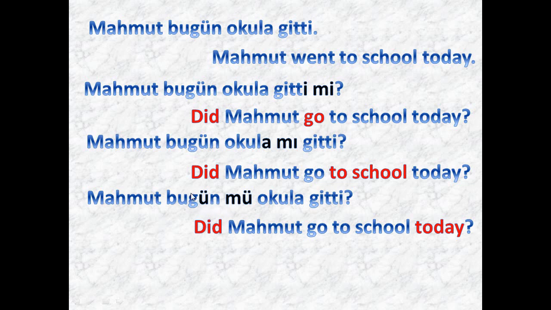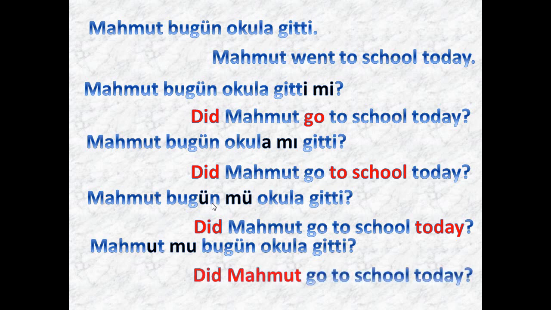We are asking about this part of the whole sentence. Did Mahmud go to school today? So this is a yes-no question, but we are emphasizing the today part. Here we have Mahmud mu bugün okula gitti? The question is going to mean, did Mahmud go to school today?